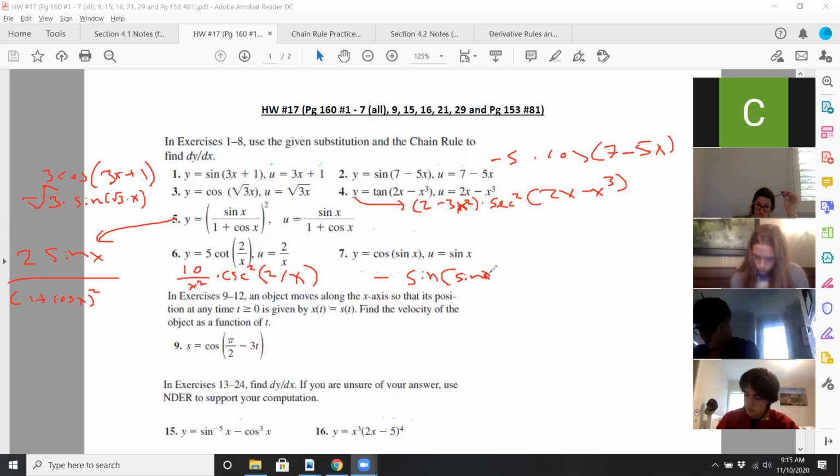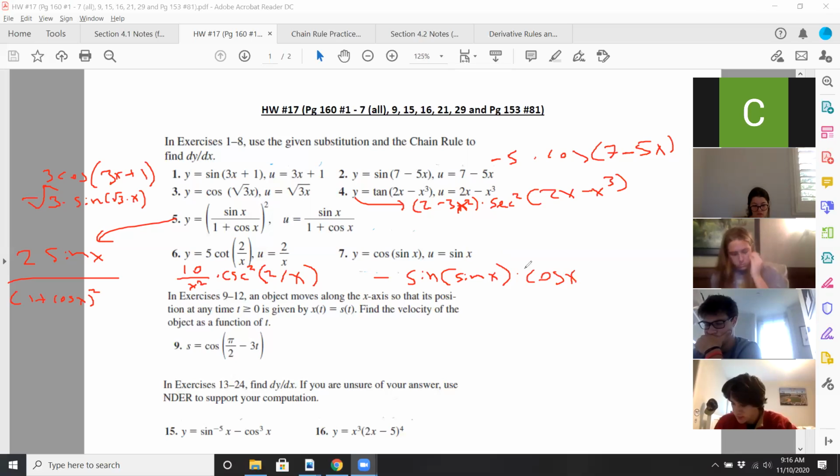So sine x is like the inside. Gosh, these x's are hard with the mouse. A little better. Times cos x. Okay. So those are 1, 2, 3, 4, 5, 6, 7. Those are all the answers. So 1 through 7, obviously. So those are the answers. Now let me tackle your questions.